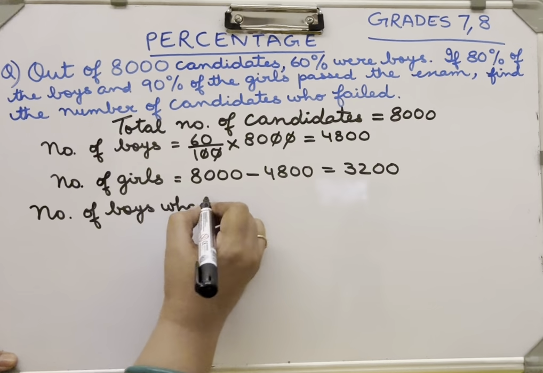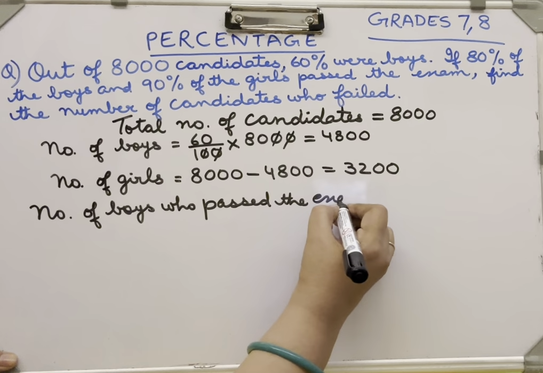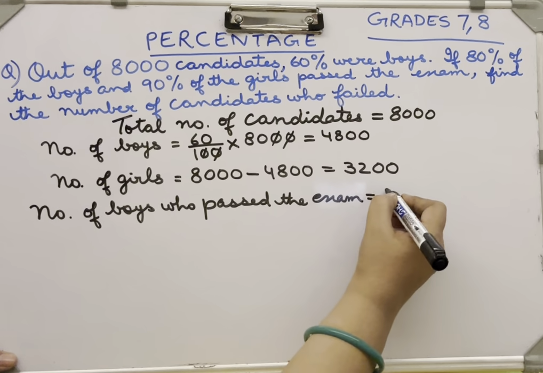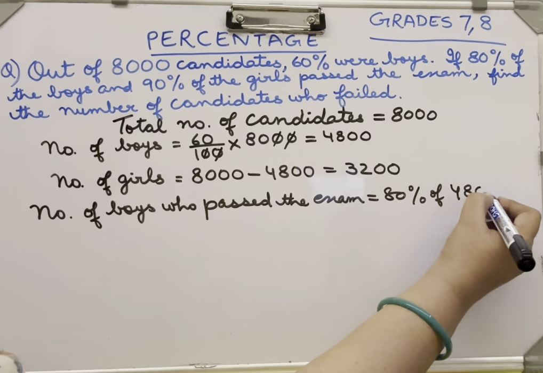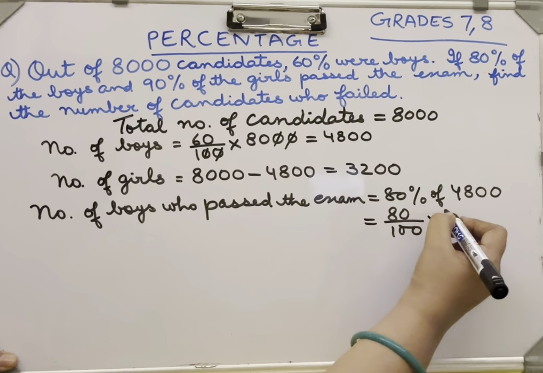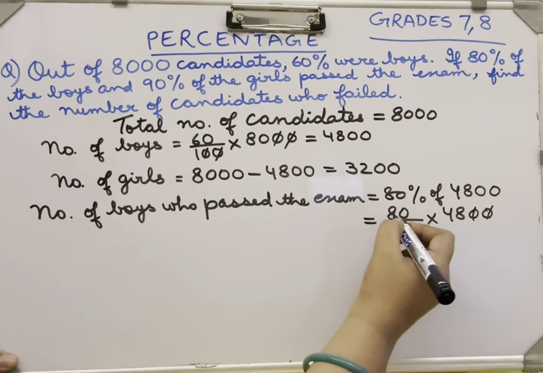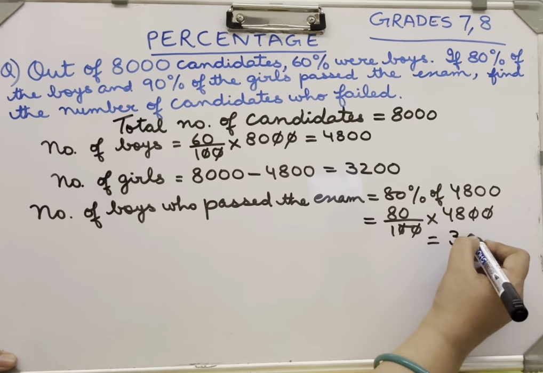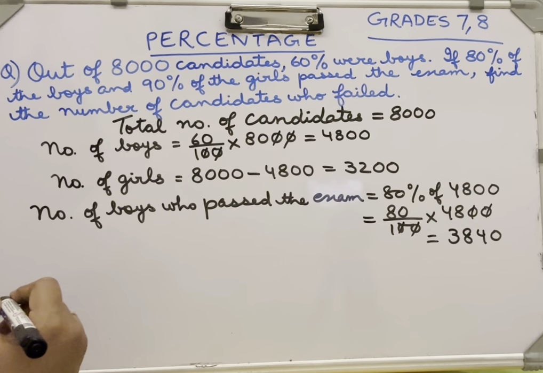Next, number of boys who passed the exam. It's given 80% of the boys passed the exam, which means 80% of 4800. So, which is 80 divided by 100 multiplied by 4800, and the value comes up to 80 multiplied by 48 is 3840. 3840 is the number of boys who passed the exam.